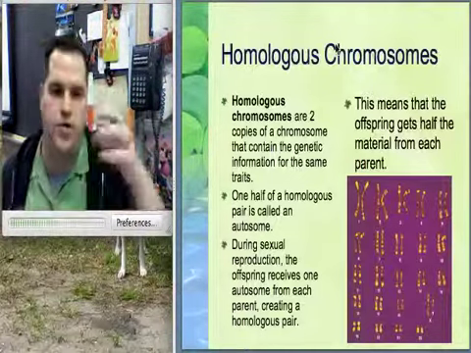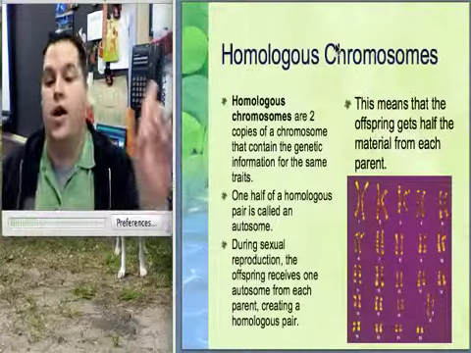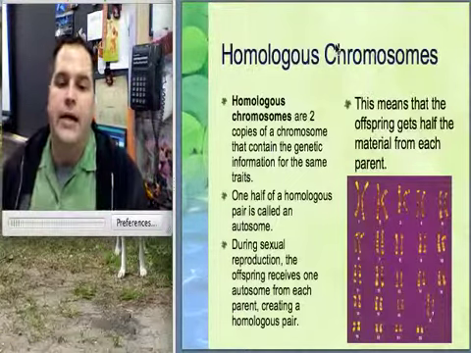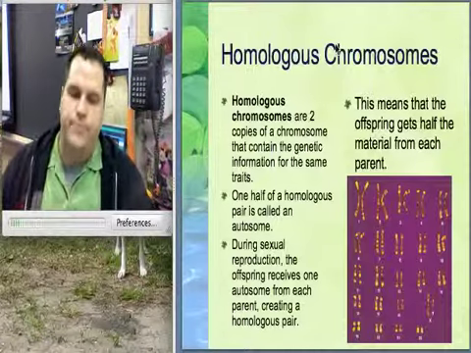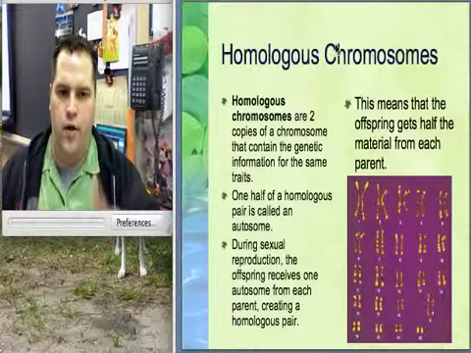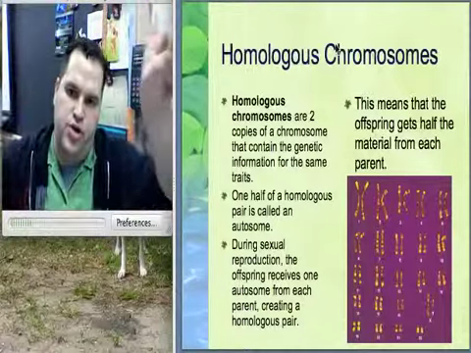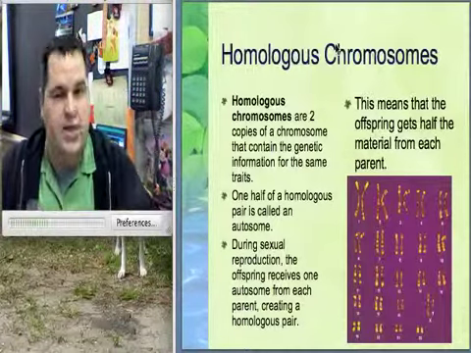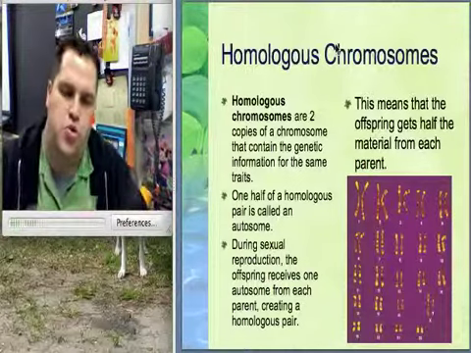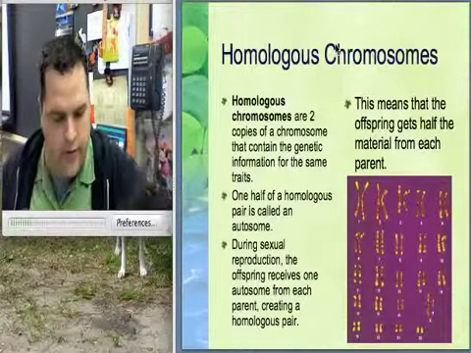So we get one half from each parent. That means that we're made up genetically of one half from mom and one half from dad. Now, this means that the chromosome from mom has all those traits on it, and the chromosome from dad has all those traits on it. When they pair up, that's when we get into genetics and determining which one's dominant, which one's recessive, and all that stuff, which we will cover down the road.